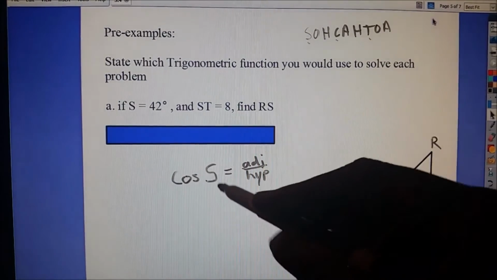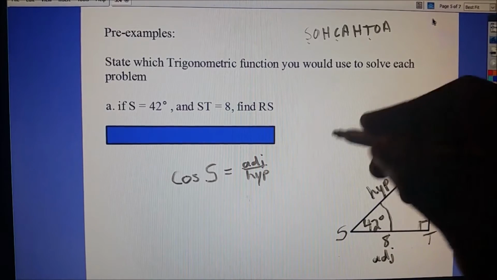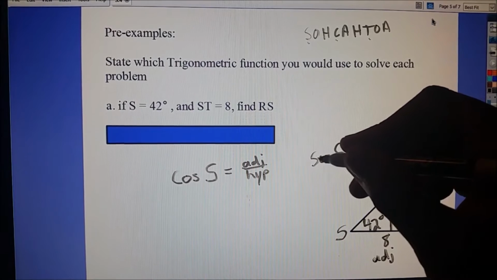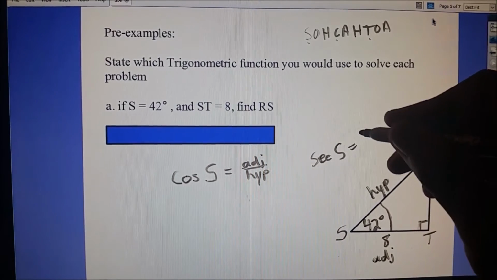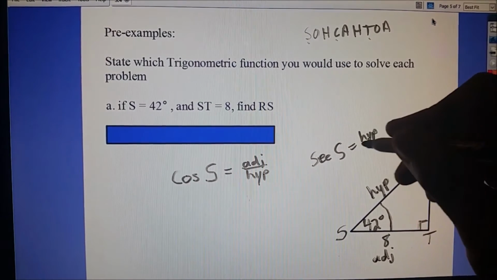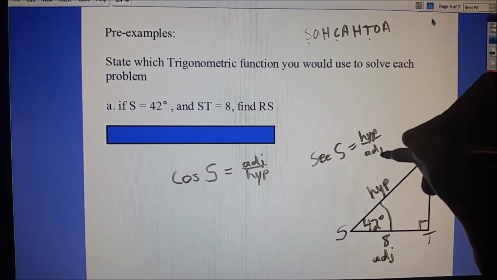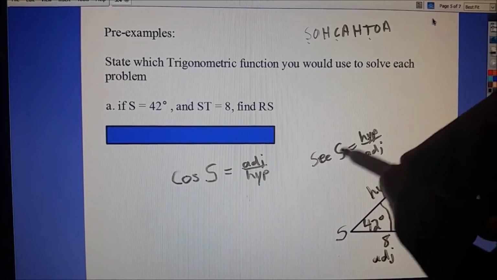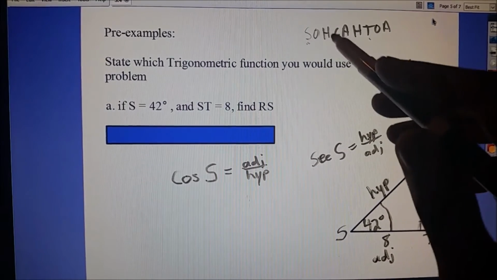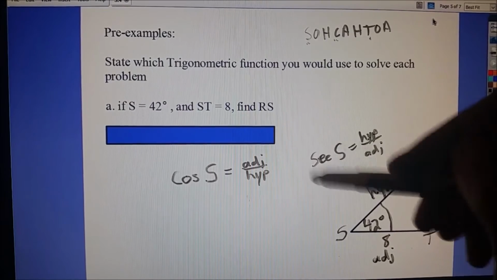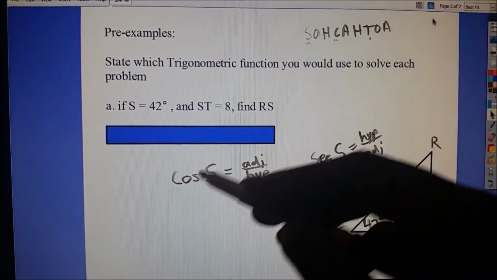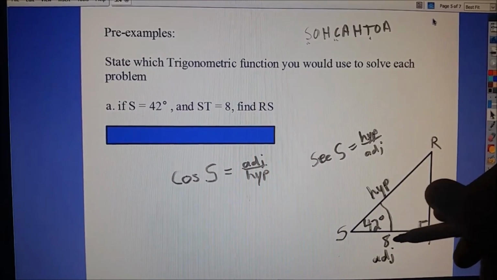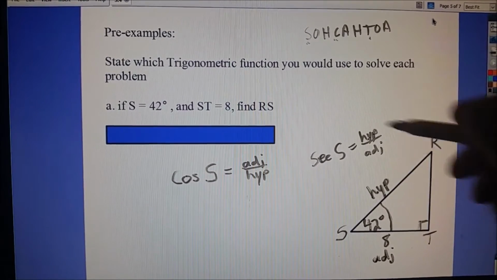Another function you can use is the reciprocal of cosine, which is secant of S. Okay. And since it's the reciprocal, we just go ahead and flip these numbers. I'm throwing this out there because the book throws it out there, but for these problems, you're probably going to just use these three trig functions unless they give it to you. So cosine of S equals adjacent over hypotenuse. What do we know? We know the adjacent, but we don't know the hypotenuse.